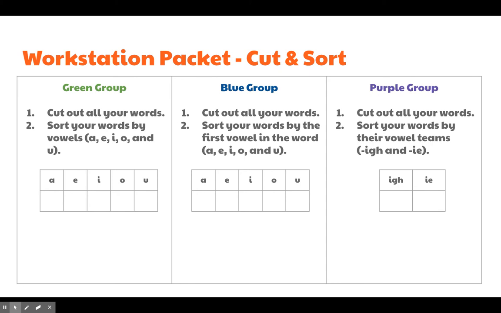And for purple group, cut out all of your words and you're going to sort your words by their vowel teams. So this week, you have been working on IGH and IE words. So cut out all of your words and then sort them by whether they have an IGH in them or an IE. So that is what you guys are doing for your cut and sort.